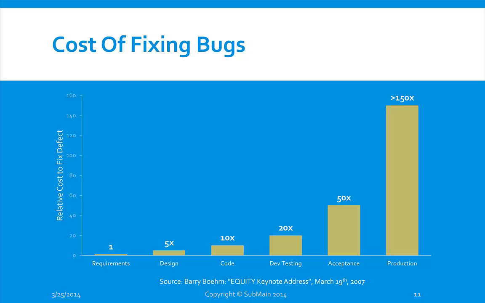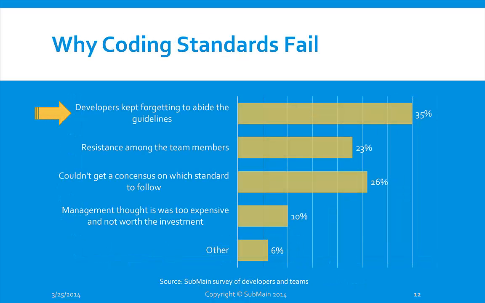And this is what coding standards does. From some of the research that SubMain has done, the number one reason they fail is developers keep forgetting to abide by the guidelines. This is something else we're going to talk about today. Number 2 there you can see is consensus on a standard. That makes sense to me, but the number 1 is people just not doing it. One time at my last company, I walked around and asked everybody if they were doing coding standards, and they had my book buried down in a drawer, and that's definitely not the right way to do that.